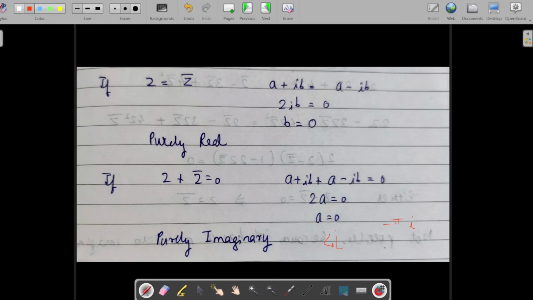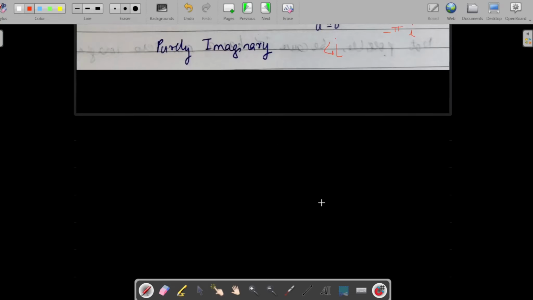So, if you have understood the graphical representation of it, purely real numbers will lie on this axis. Every single point will represent a real number, because here the imaginary component or the y component is 0. Similarly, every single point on this axis will represent purely imaginary numbers, because the x component of all those complex numbers will be 0.